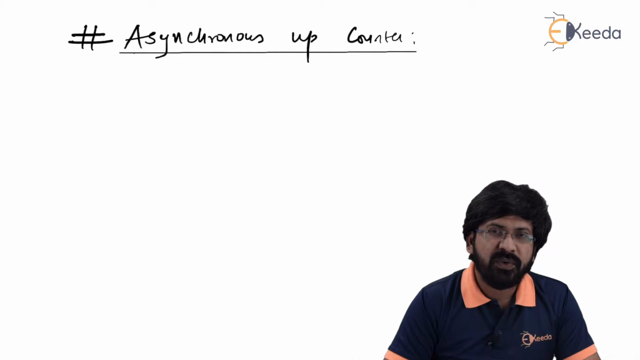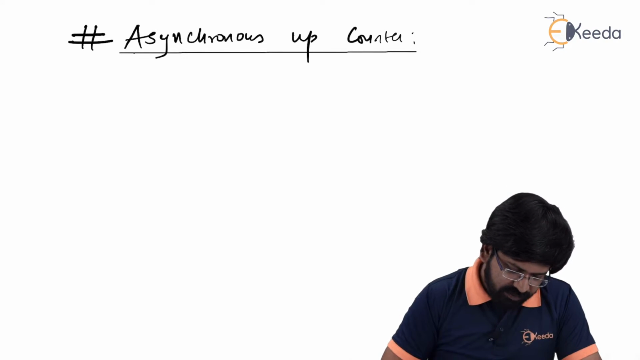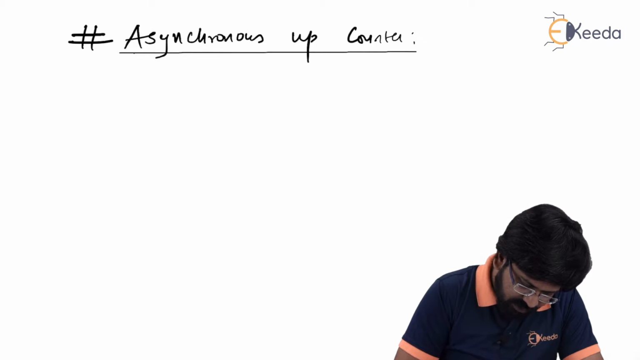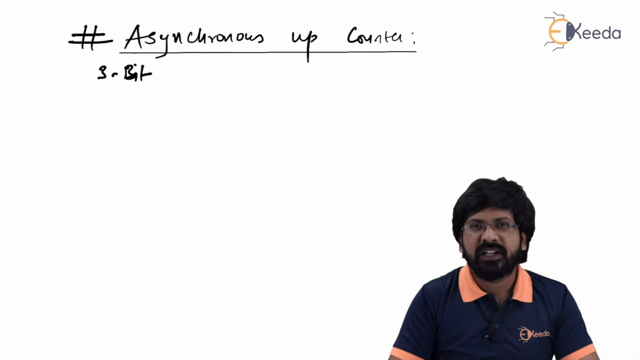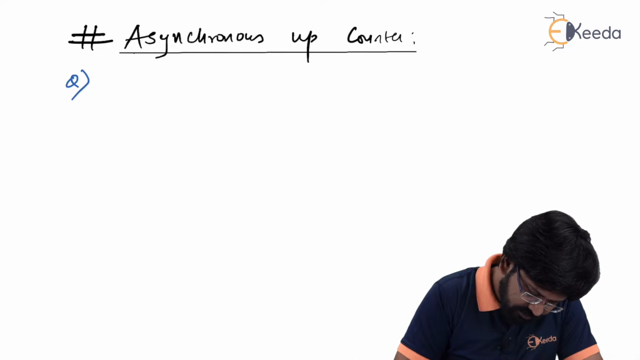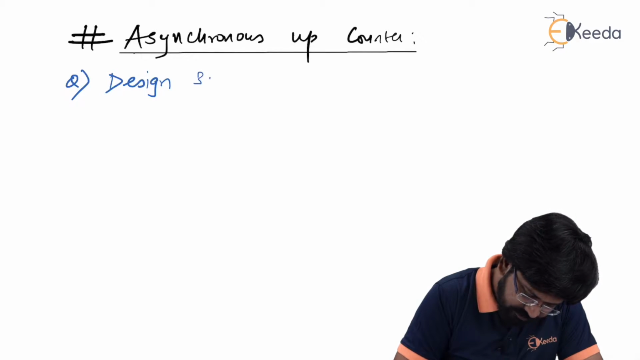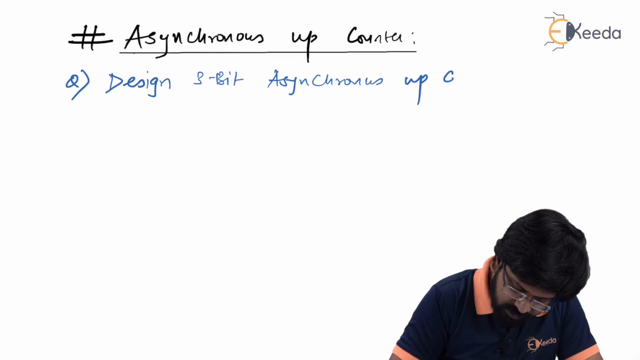The basic rules we are not going to leave, that is, using all the flip-flops in toggle mode, and if you remember, the clock arrangement also. So let's begin with the asynchronous up counter. To understand on a smaller scale first, I'll go for a 3-bit asynchronous counter. In fact, let us start with the question. Design a 3-bit asynchronous up counter.